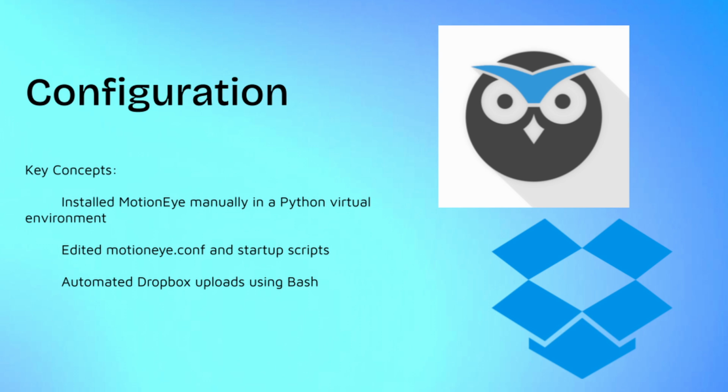I then wrote a startup script that activates the virtual environment, recreates required runtime folders like /run/motioneye and /var/log/motioneye, and sets file permissions. I also made sure it launched the motioneye server cleanly. For cloud integration, I installed rclone, configured it with Dropbox using OAuth, and created a bash script to handle file uploads after each motion event. This setup was lightweight, transparent, and modular.